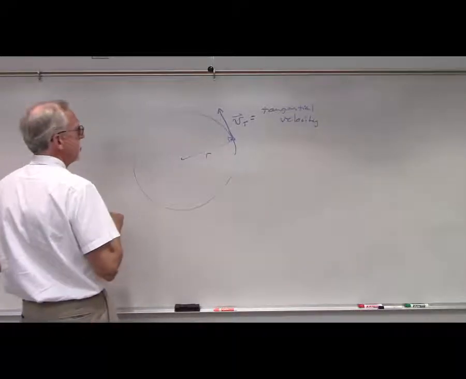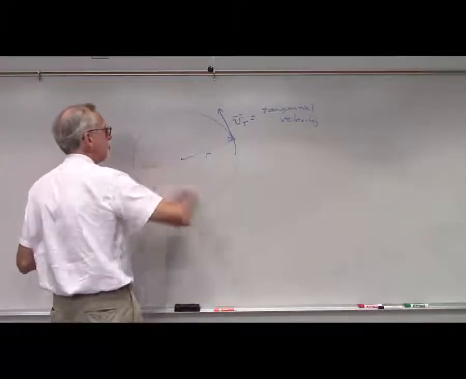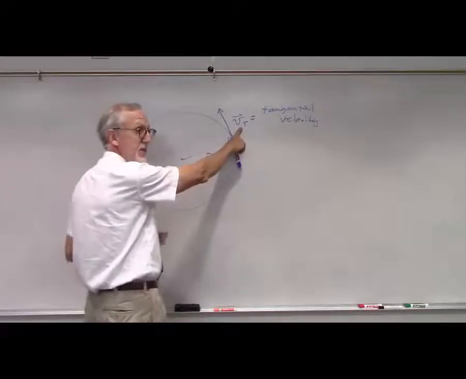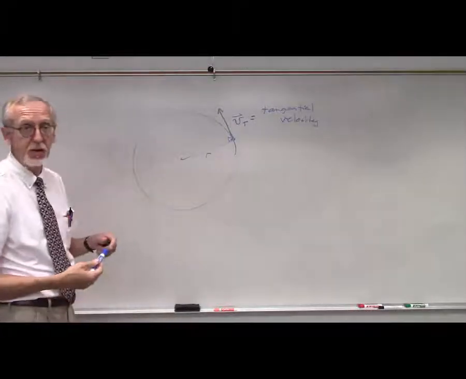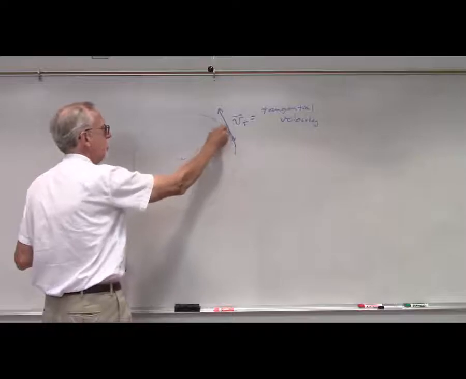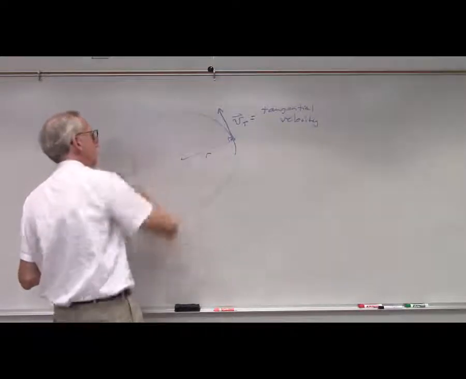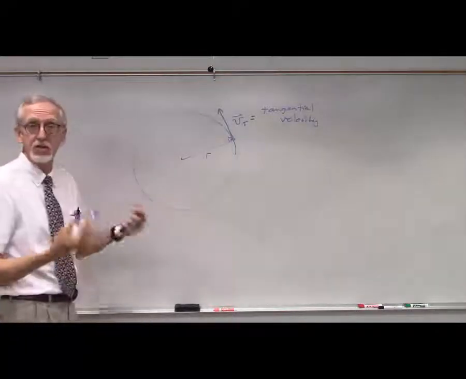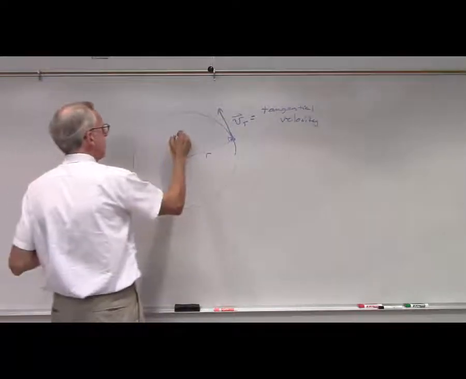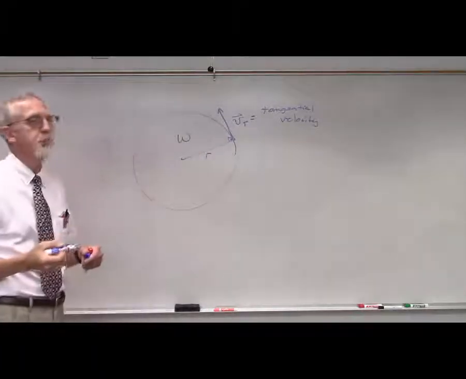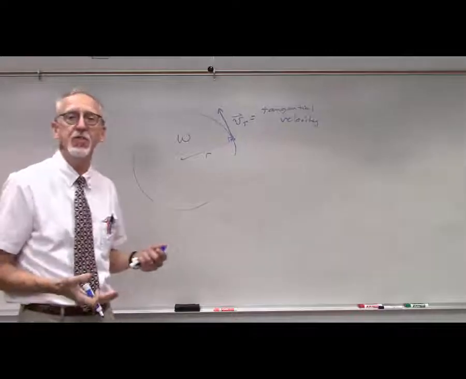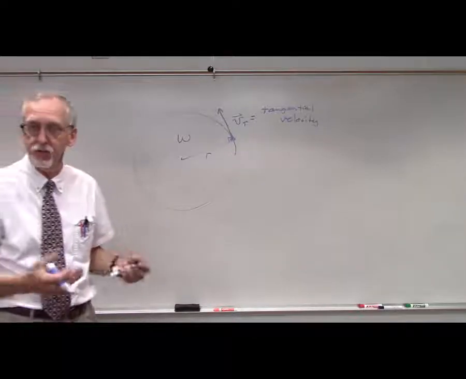Now you can imagine that the faster the wheel is rotating, the larger the tangential velocity is going to be. If it's rotating slowly, v tangential is small. If it's rotating rapidly, v tangential is large. So the question I'd like to ask is, how is omega related to v sub t? How are those two things related to each other?